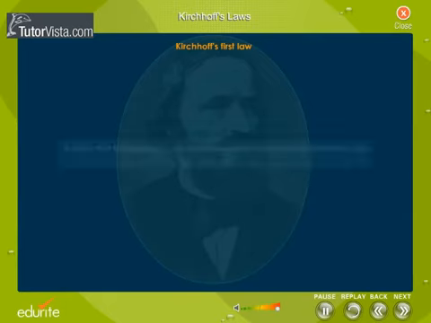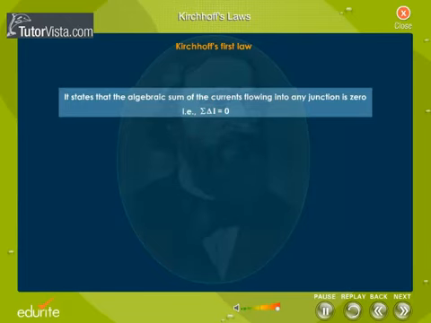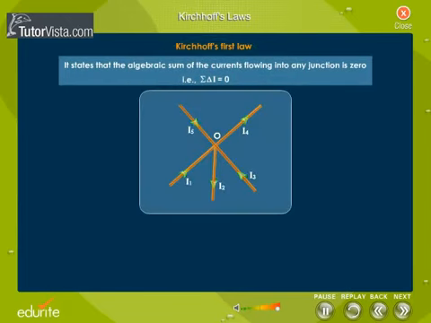Kirchhoff's first law states that the algebraic sum of the currents flowing into any junction is zero. That is, sigma delta I is equal to zero. Consider a circuit having 5 current elements meeting at a point O with currents I1, I2, I3, I4 and I5.